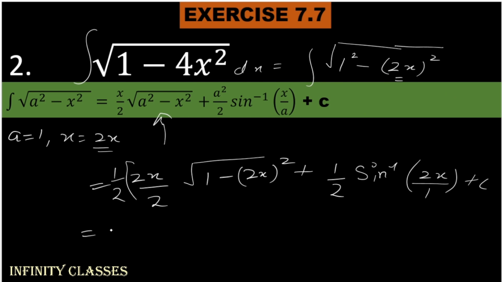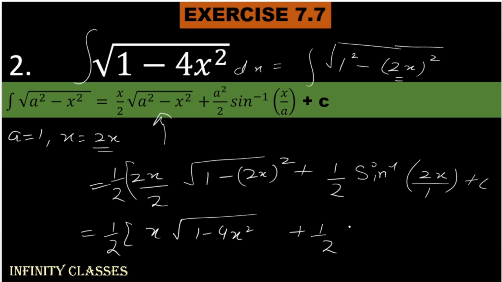So we can write this as integration of root 1 minus 4x square, 1 upon 2 sine inverse 2x plus c. This is our answer.